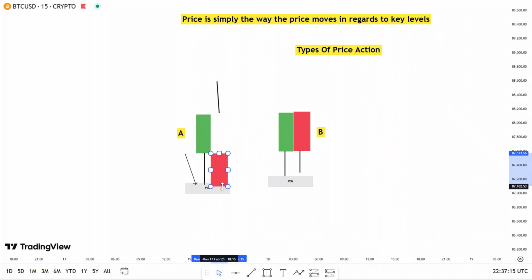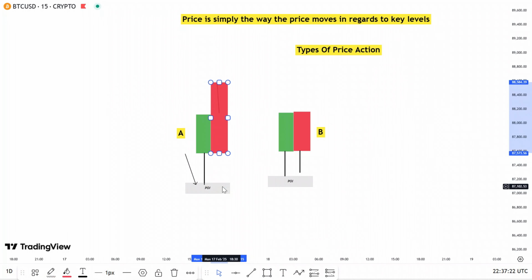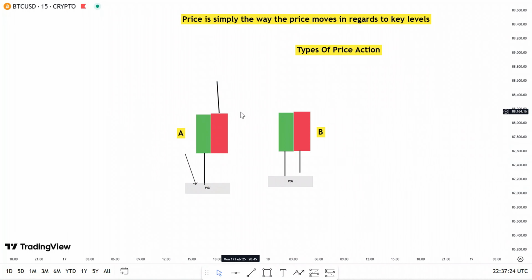Okay, if it's getting closer to your point of interest again, there's a high chance that the market is going to take you out of that particular trade. I'm going to show you everything on the live chart as well.